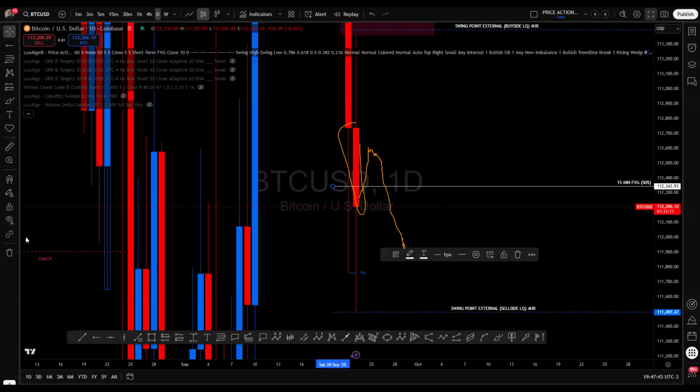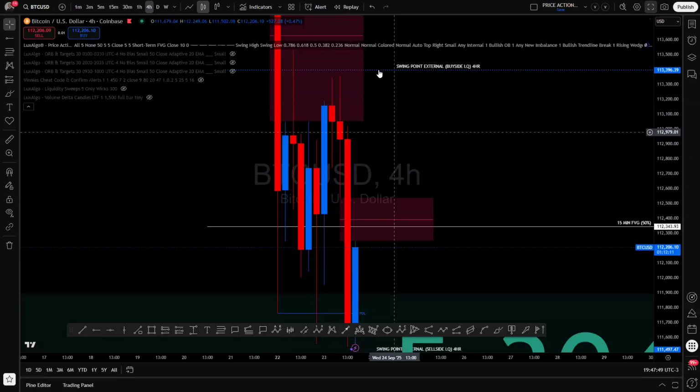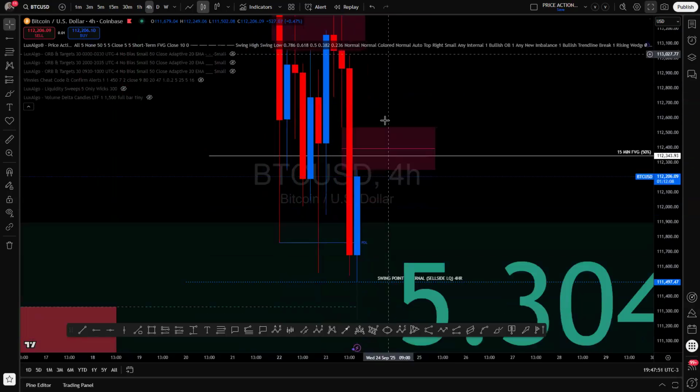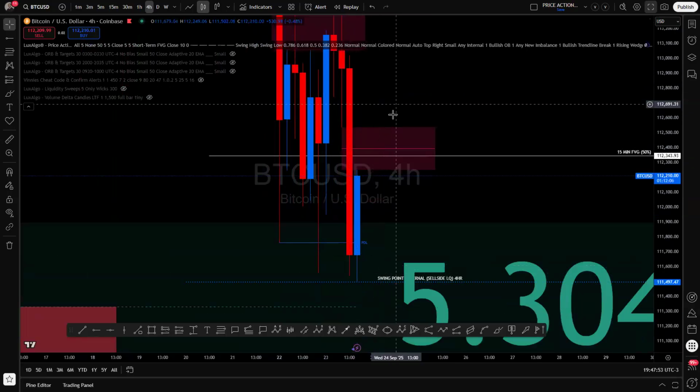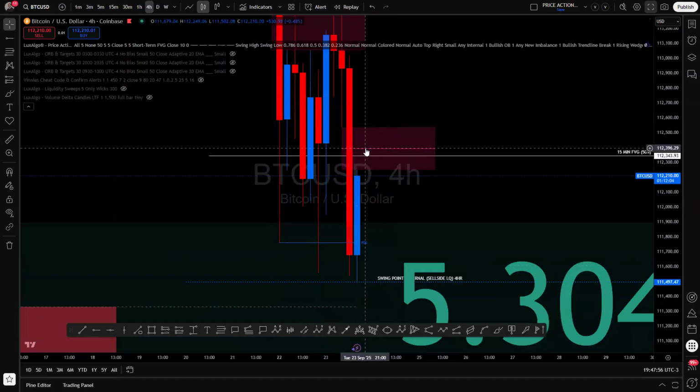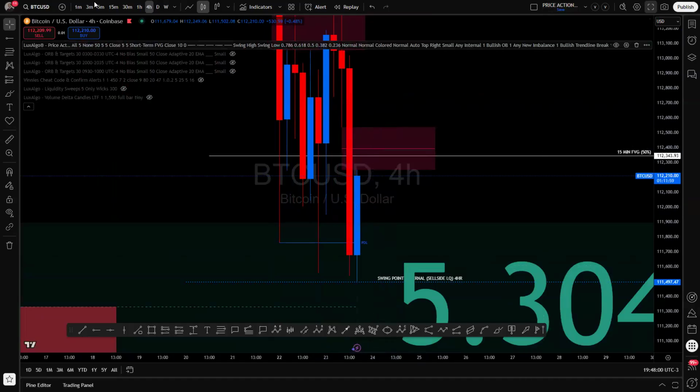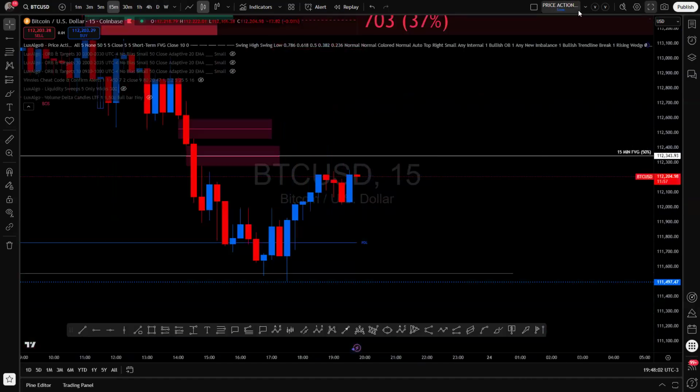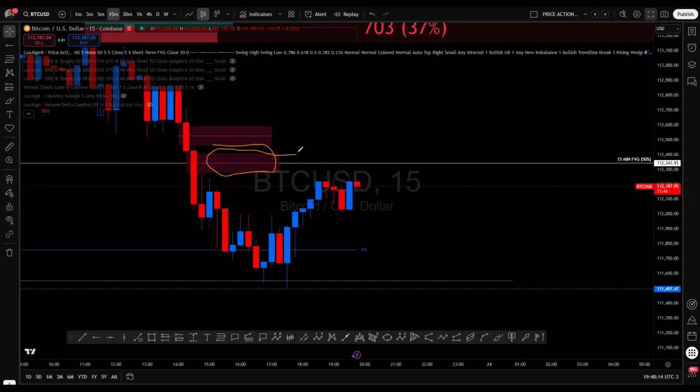So now we go to the 4-hour, and I've marked up buy side and sell side liquidity here, okay? And then also drew up the most recent fair value gap, which is right here, okay? So then when we move over to the 15-minute, this is the most recent fair value gap here that we're going to look at. And we're looking to see if price is going to react to this area with the 3-bar pattern. And if it does, then that's when we'll get in.